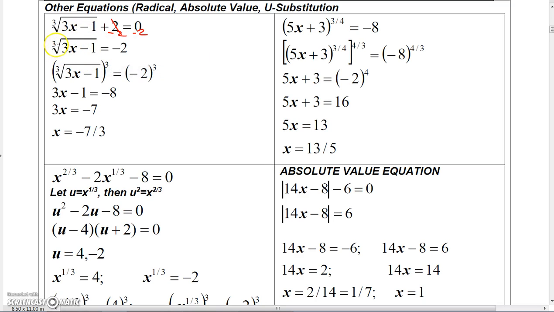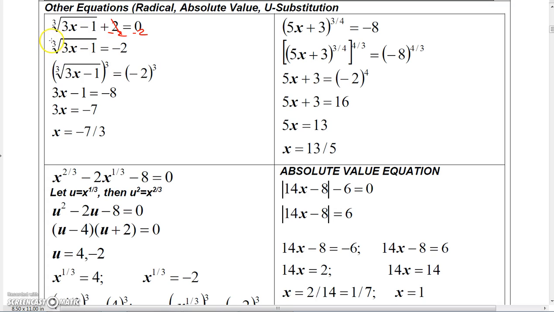Alright, now look at the index of the radical. This is a cube root. If you want to eliminate a square root, you square it, right? If you want to eliminate a cube root, you have to cube it. If you want to eliminate a fourth root, you raise it to the fourth power, fifth root to the fifth power, and so on. But you have to do that to both sides, because it's an equation.